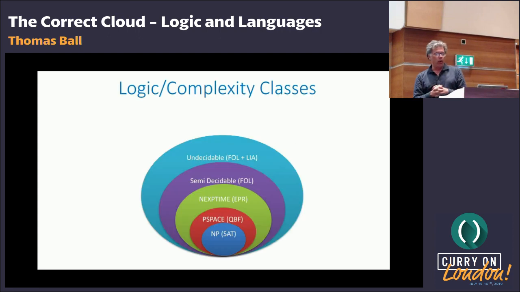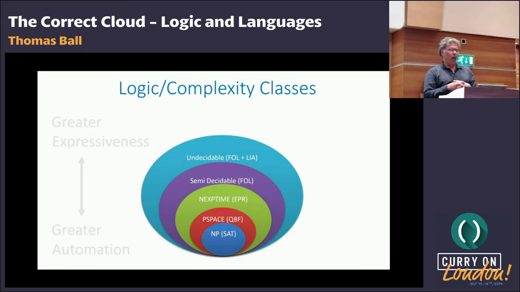So here's a scary diagram about complexity classes, starting with the simplest in some sense, NP completeness, for which we have the SAT problem. And despite the problematic nature of P equal NP, we have SAT solvers. As we go up the logic hierarchy, we have things like PSPACE, polynomial space, non-deterministic exponential time, semi-decidable first-order logic, and undecidable logics like first-order logic plus linear integer arithmetic.